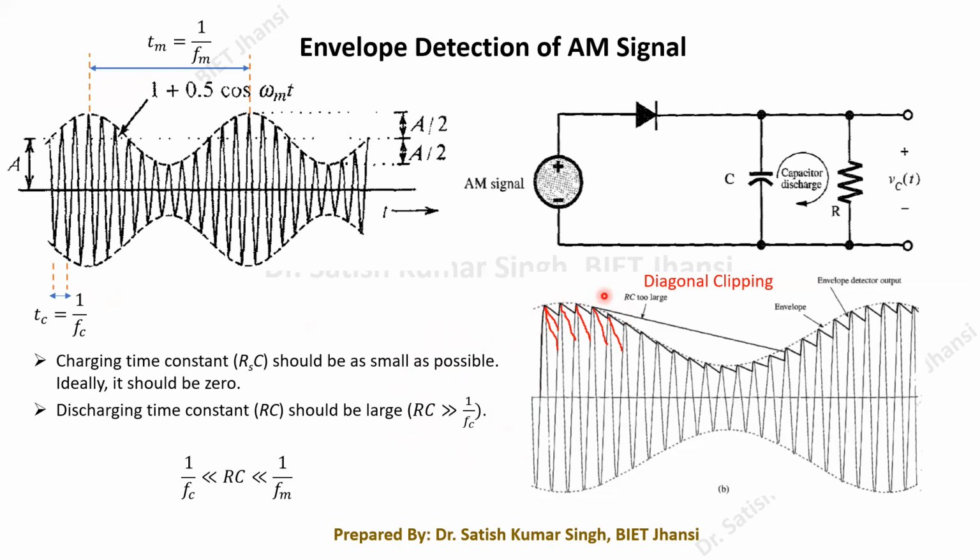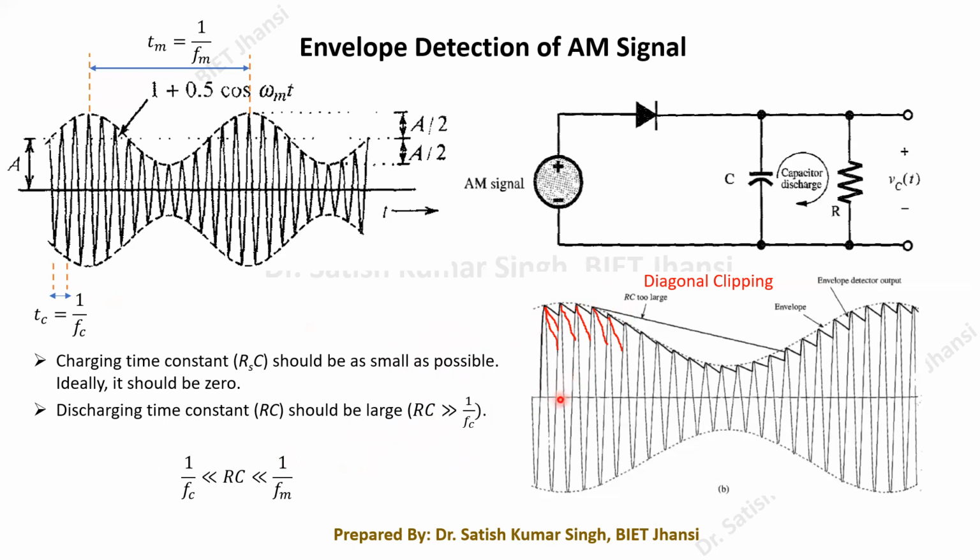Now we have to think, if it is greater than that, is there any upper limit for this RC time constant, or can it be anything, or can it be infinity? Because we are saying that RC should be a large value, then how large can it be? Basically it cannot be infinity, it cannot be a very high value.